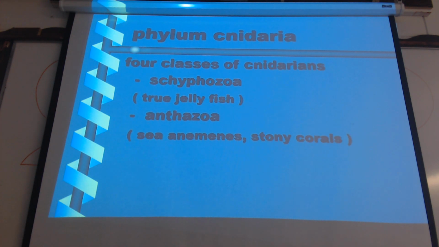And we'll continue. It says there's 4 classes, but the 4th one's called Cubozoa. We don't discuss those known as the Cubozoans. Just the hydrozoans, anthozoans, and then, as you can see, scyphozoans.